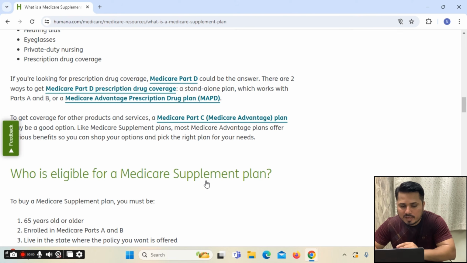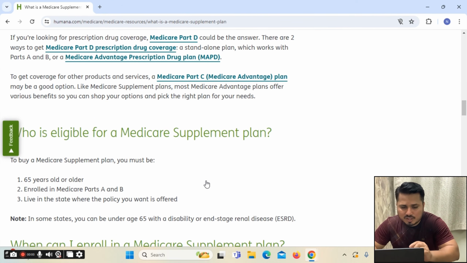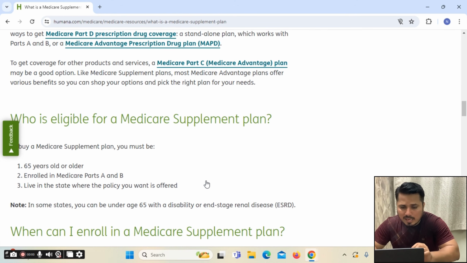There are two ways to get Medicare Part D prescription drug coverage: a standalone plan, which works with Part A and B, or a Medicare Advantage prescription drug plan, which is called MAPD. To get coverage for other products and services, a Medicare Part C Medicare Advantage plan may be a good option, like Medicare supplement plans.